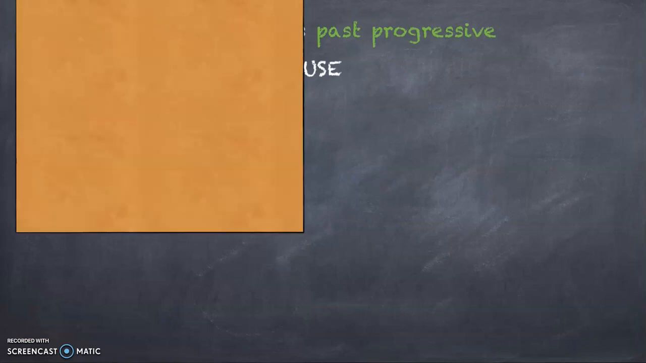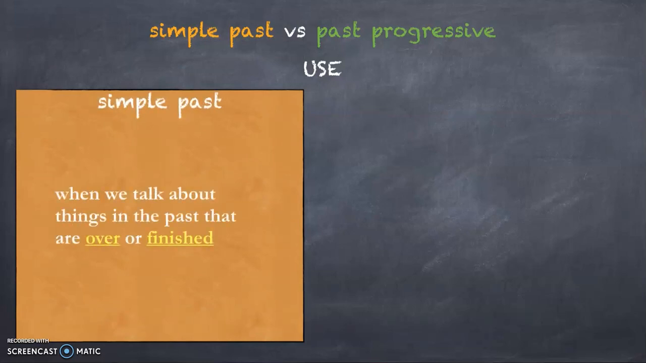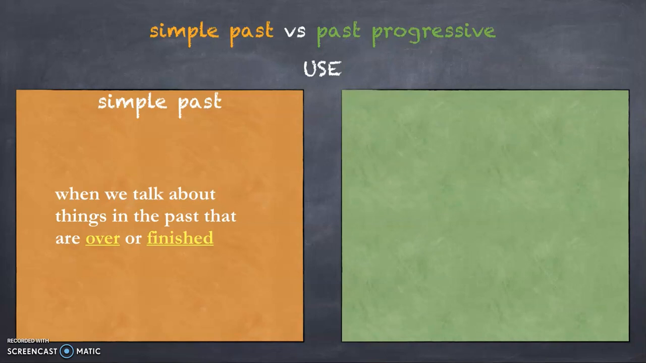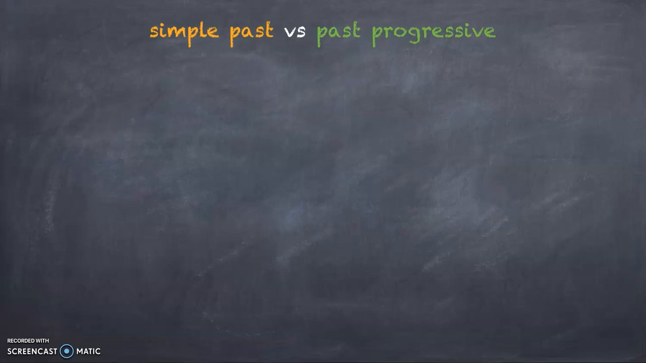So next, let's have a look at the use. When do we use the simple past? We use the simple past when we talk about things in the past that are over or finished. The past progressive we use when we talk about things that were happening at a specific moment in the past and not finished in this moment. That sounds kind of complicated, so let's have a look at signal words.